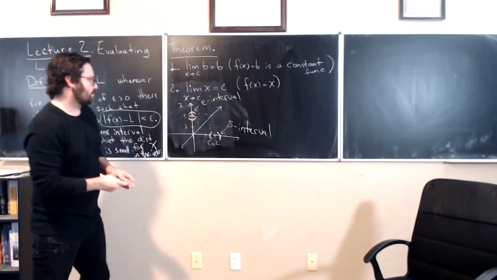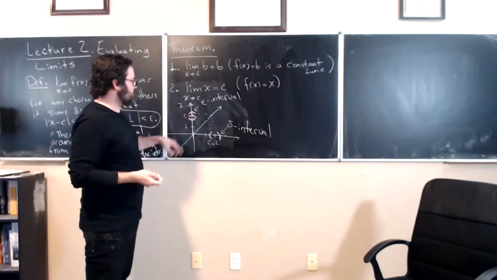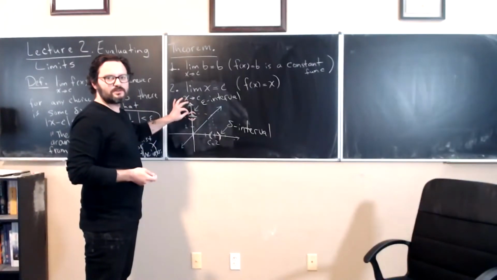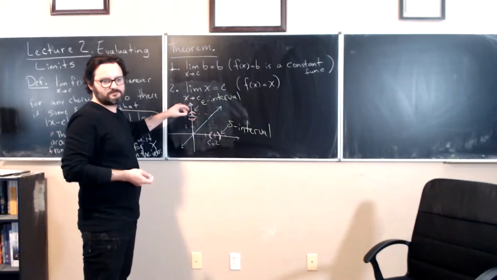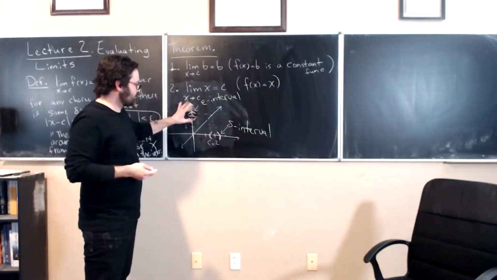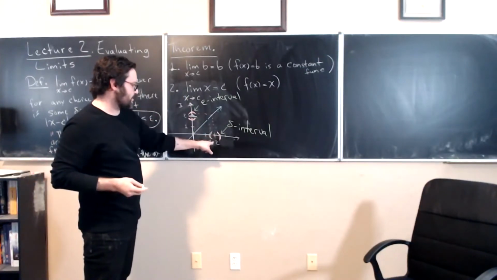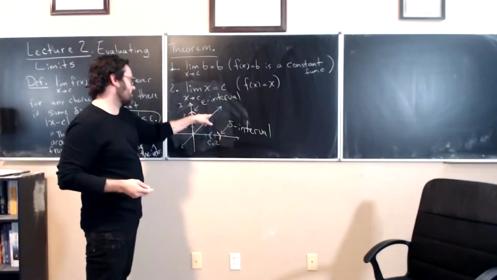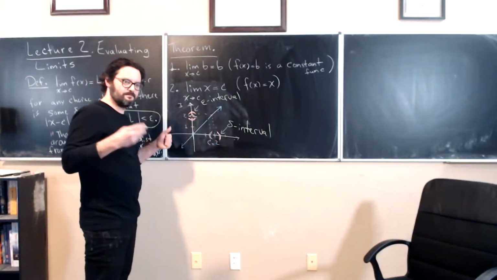So the thing that's important is that this interval can be as small as we want, no matter how big it is, it doesn't matter. But as long as we can find something around that one, so that if we pick any x in there, f of x gets put in there, we're good.